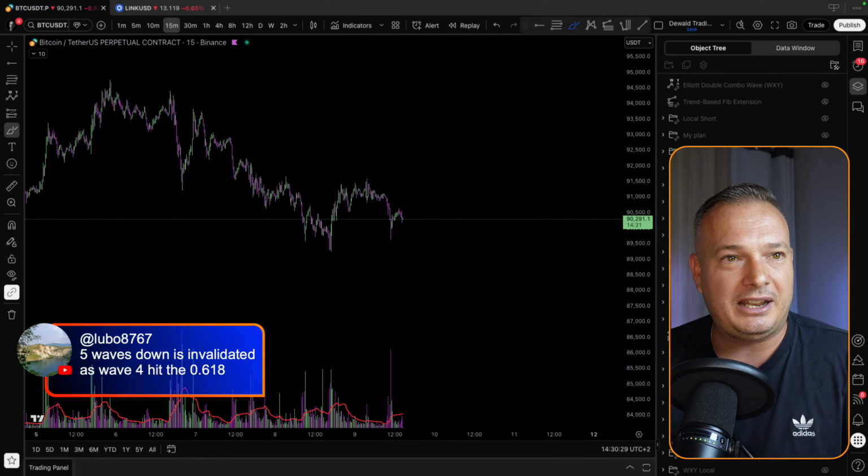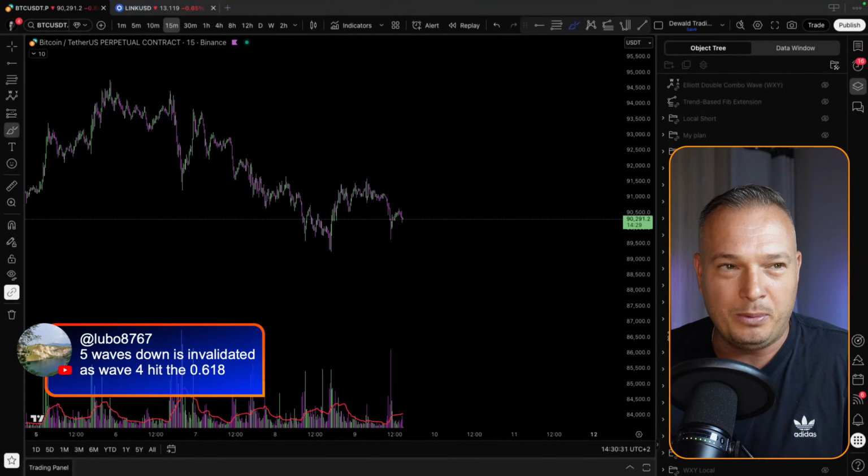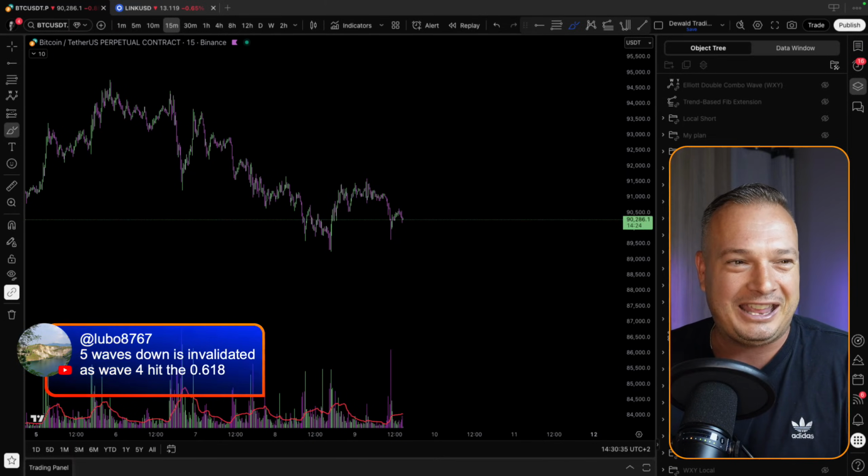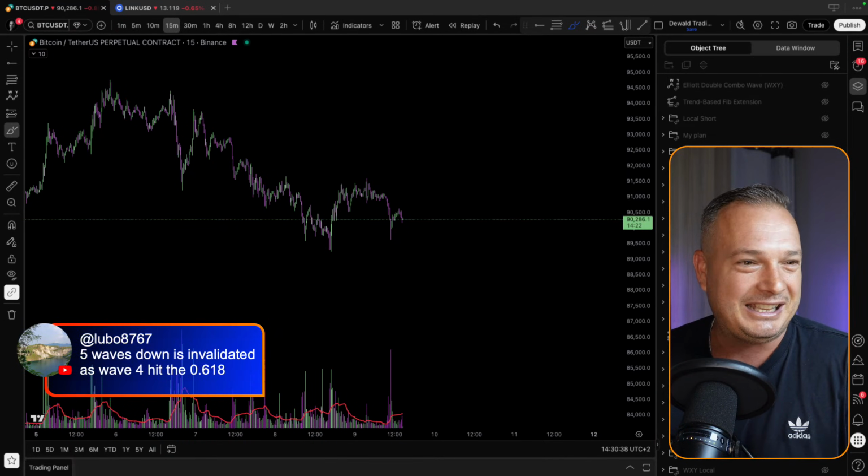5 waves down is invalidated as 4 hit the 0.618. Lubo, yay, you guys are getting too clever. Everyone's learning Elliott wave theory to the T. Yes, exactly.